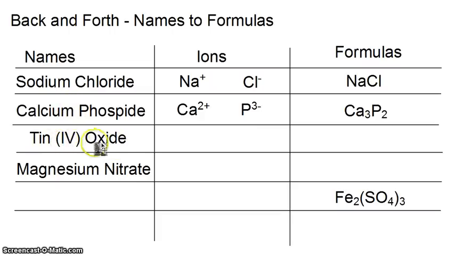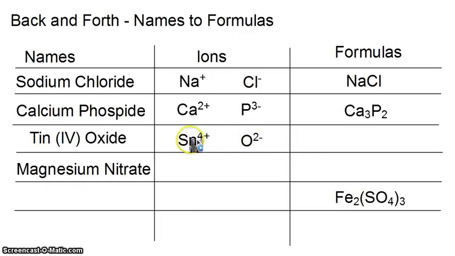Tin(IV) oxide. The 4 goes with the tin, and it tells us what the charge of the tin is. More correctly, it tells us the oxidation number, but we will get into oxidation numbers much later in the year. So for right now, we can think of that as the charge. So tin 4 is the charge. Oxide is O2 minus if you look it up on the periodic table. And so we're going to use Sn4 plus for tin, and then O2 minus for oxide.